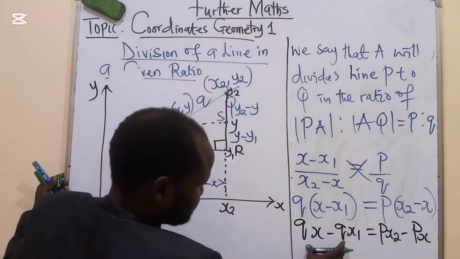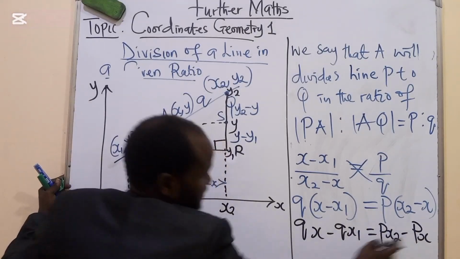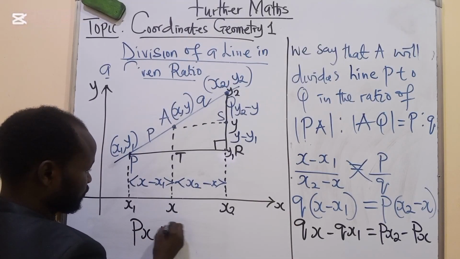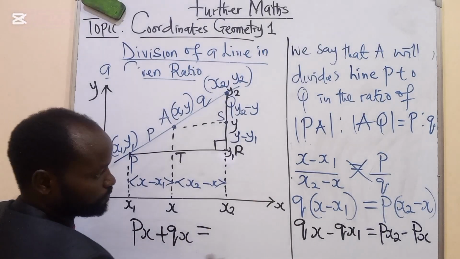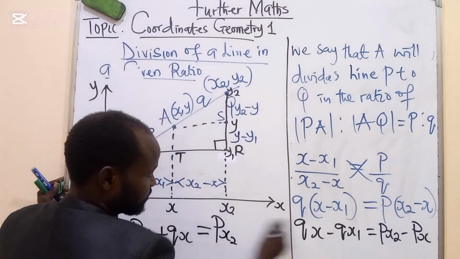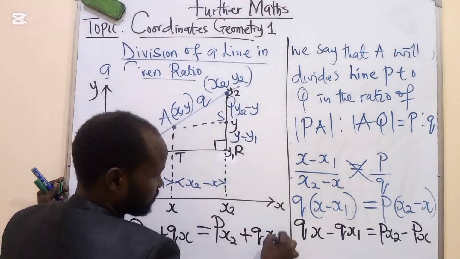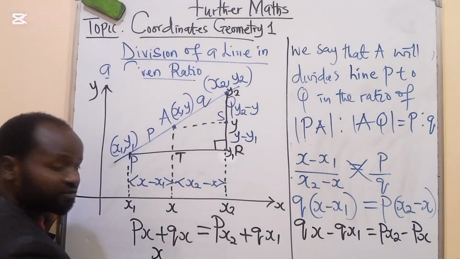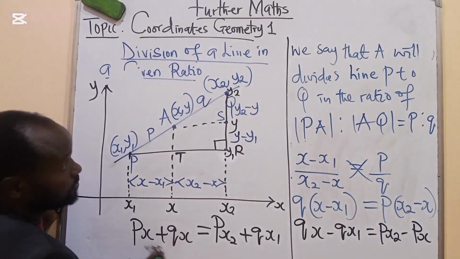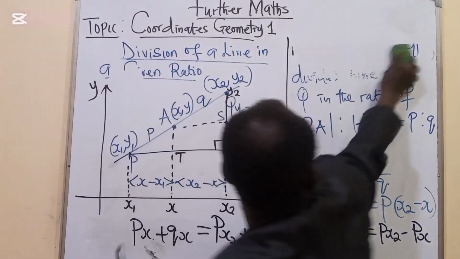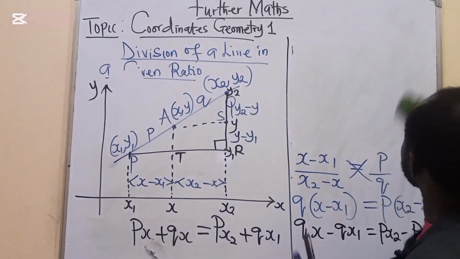Those with x now. So let me take Px to the left. That will be Px plus Qx equals Px2 plus Qx1, with the sign changed as it crosses. You can factor out x at this point. Let me take it to the other side so that we can see it clearly.